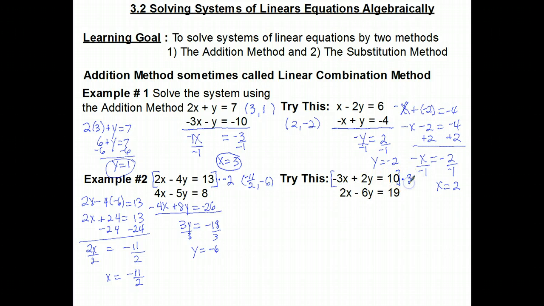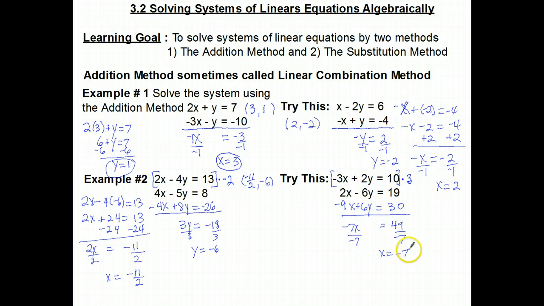So positive 3 times negative 3 is going to be negative 9x. Positive 3 times positive 2y is 6y. And 3 times 10 is 30. And we add and we get negative 7x is equal to 49. And we divide by negative 7. And x is equal to negative 7.